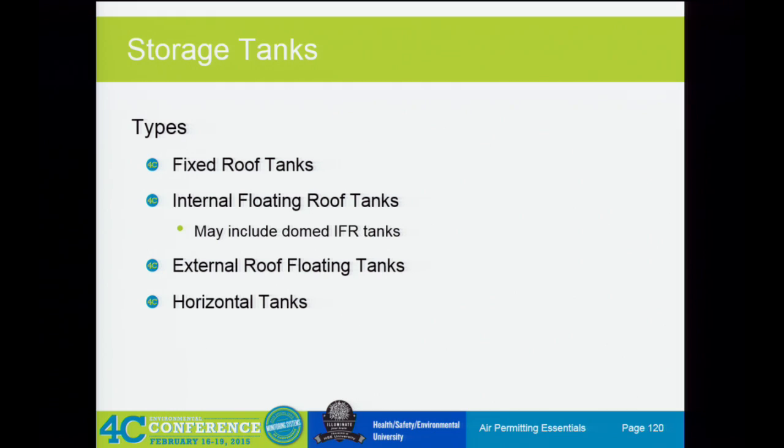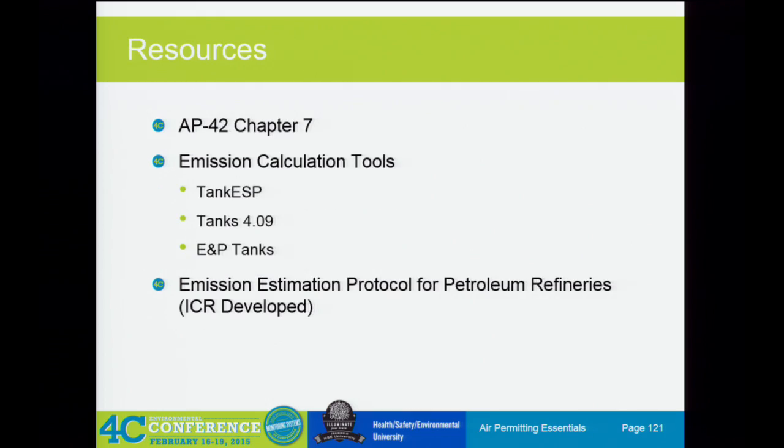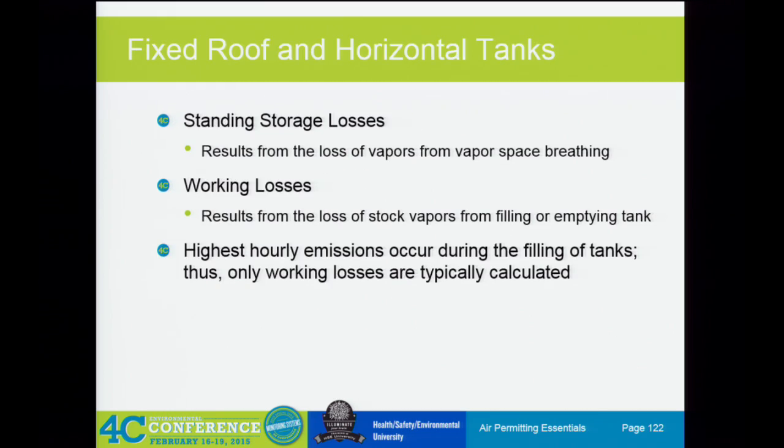There's a floating roof storage tank, where you're going to need some type of calculation tool, either TANKS 4.09 or some other tool, ESP, there's a couple of others, because the factors in Chapter 7 of AP42 are numerous. There are both internal and external floating roof tanks. Then there are horizontal tanks, and then there are pressure tanks. Those emission factors are in Chapter 7 for all the tanks.